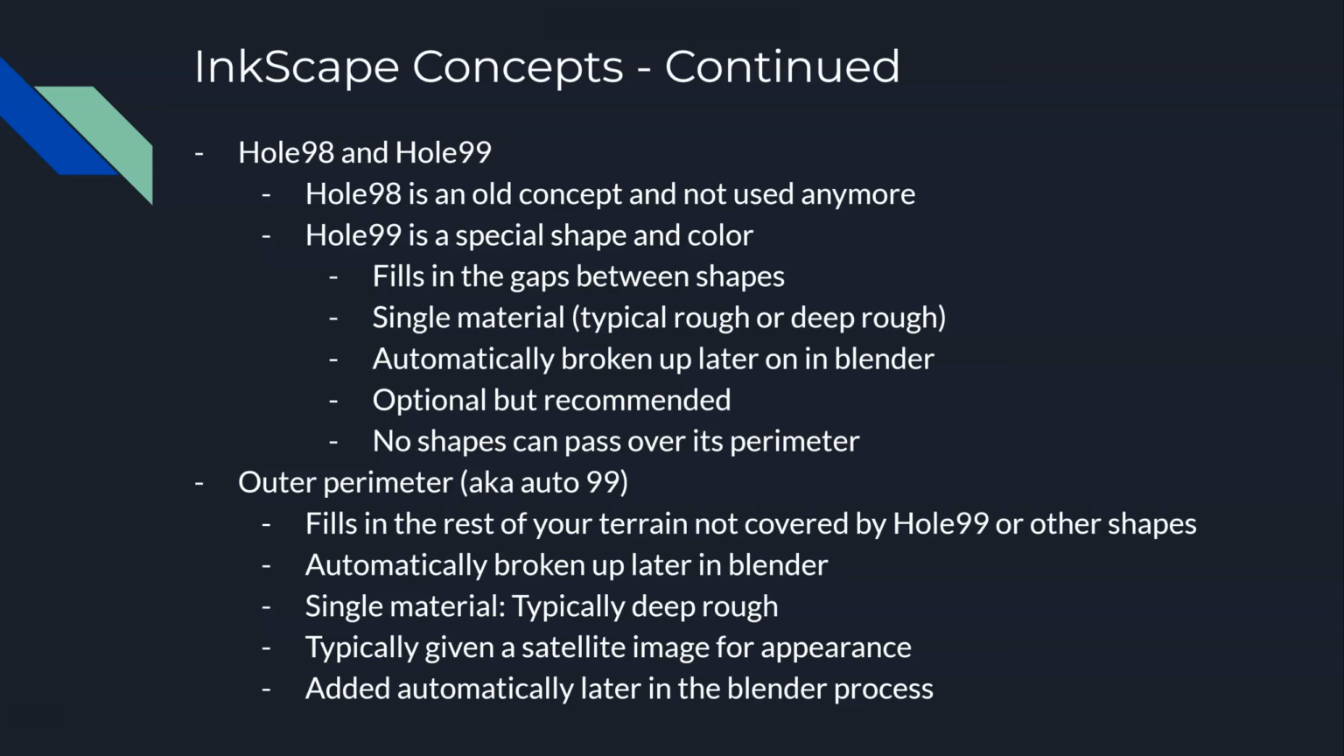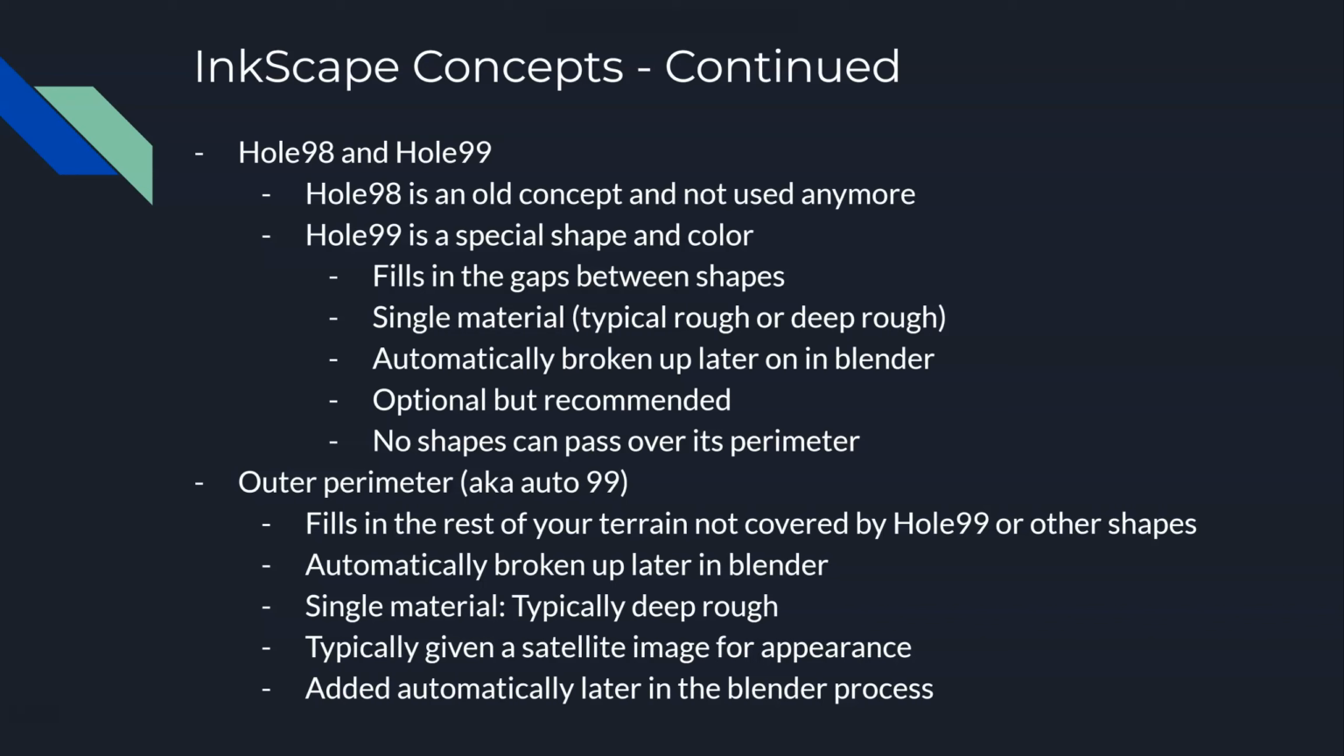It's automatically broken up later on in Blender. So in other words, when we create this 99, it is broken up later on. So you have this big shape, and it gets broken up for performance reasons later on. And I'm going to show you what that looks like here in a second in Blender. Hole 99, again, is optional, but I highly recommend it for new builders. No shapes can pass over its perimeter, which means that it must encompass everything in your Inkscape.